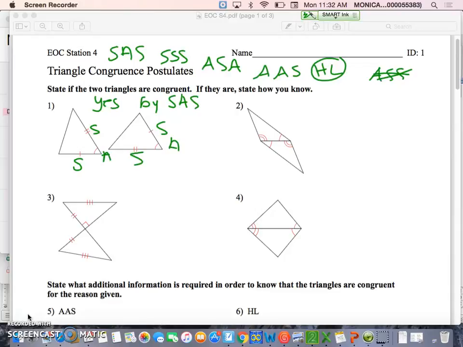All right. And don't forget, you might have to go through sometimes and mark. Like, for example, this is an overlapping side, so you know that they're congruent to each other. So you might have to go through and actually mark information that's not necessarily given. So that's questions 1 through 4.